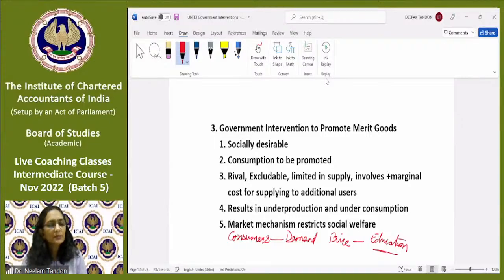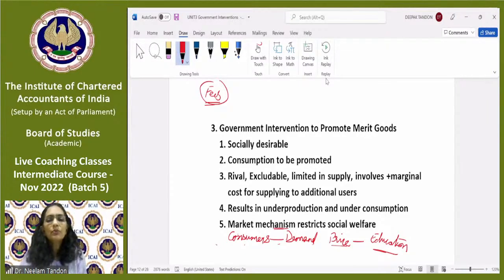Remember private goods? Private goods are this only. And that is why market mechanism restricts social welfare. Because if you're not getting the price, then why should we give education to rural people? So that restricts the welfare. Private players only want to go for private schools, where they know they'll get fees. Their parents are capable of paying fees, and for them only that school is there with a whole lot of facilities.